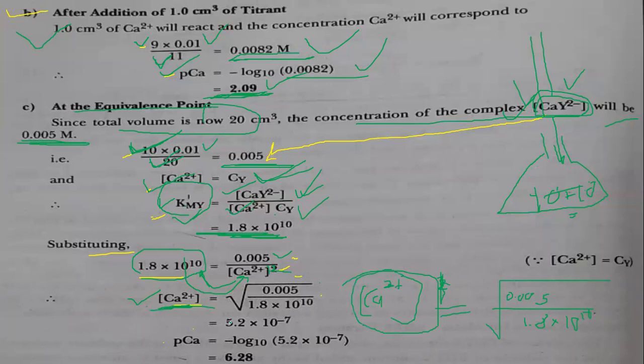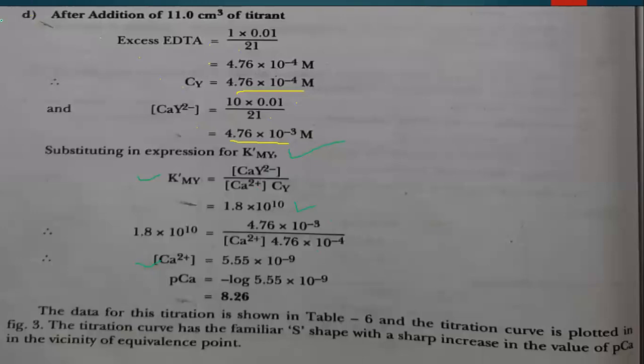Ca2 plus. Okay. So I have taken square root of this value. I got Ca2 plus as this. So I calculated PCA is equal to negative log of this value, 5.2 into 10 raised to minus 7. That is equal to 6.28. Okay. Now, after addition of 11 ml of titrant, what happens?